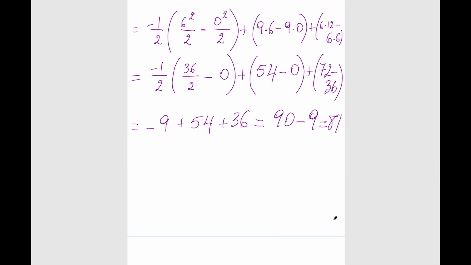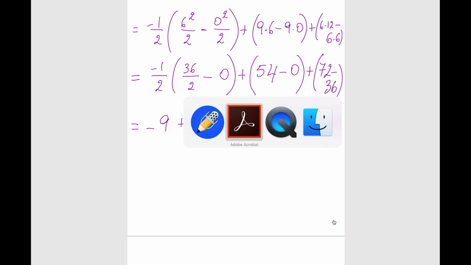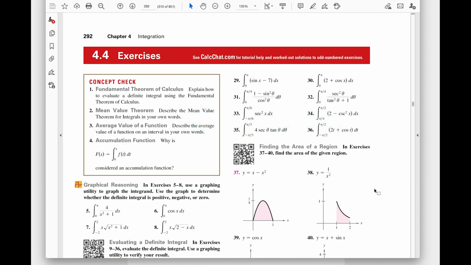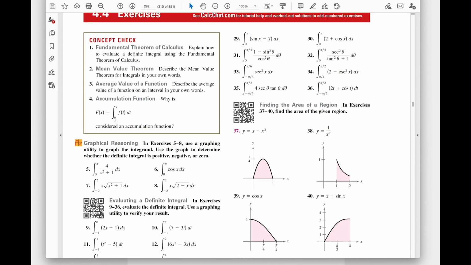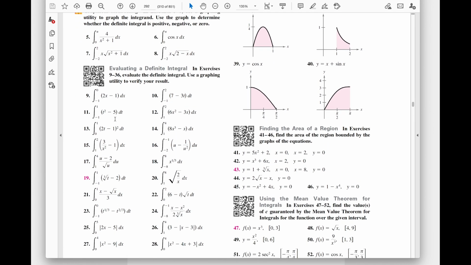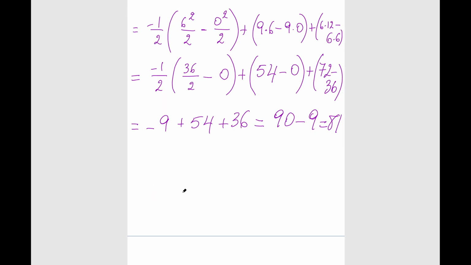Very good. All right, let's move on to the book, but to a different page. Namely, let's go to page 292, section 4.4, and let's do a few problems from 9 through 36. The question is to evaluate the definite integral. Let's start with number 22. We're going to integrate the function (6 minus t) times the square root of t dt between 0 and 2.